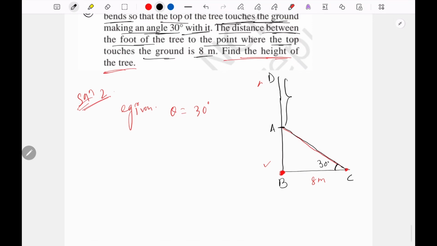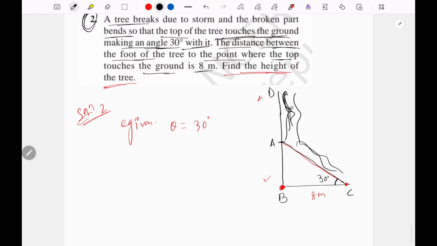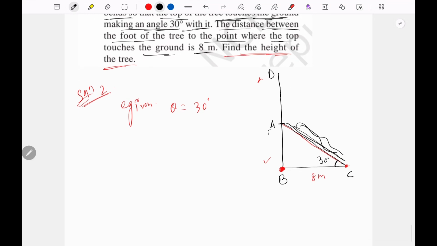Now if you see this figure, AD and AC are the same. That means AC is nothing but this part, the AD part. Since the tree breaks here, this part is inclined with the ground. So AC and AD are both the same. So the height of the tree is nothing but AB plus AC. So first we will find AB. So how will we find AB?